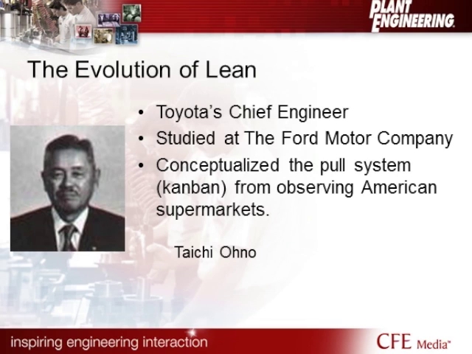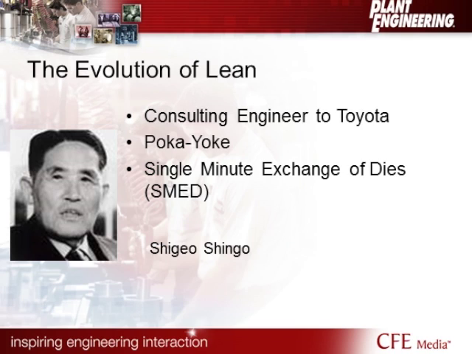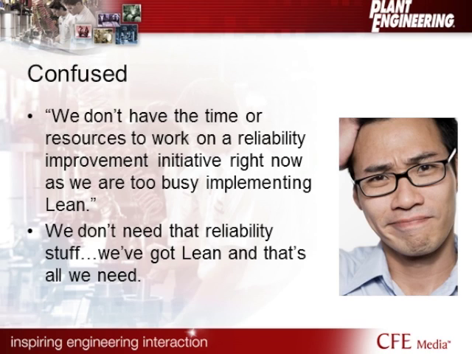We're going to move on to the next slide, and in here you're going to see Shingo. He was another one of the consulting engineers to Toyota, but he developed the Poka-yoke and the single-minute exchange of dies. So he added that piece to what then became the Toyota production system and moved into what we know of as Lean today. So that's a little bit of the history. I think you see some of the concepts there.